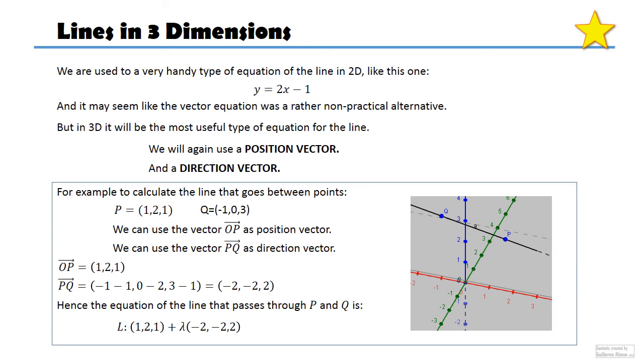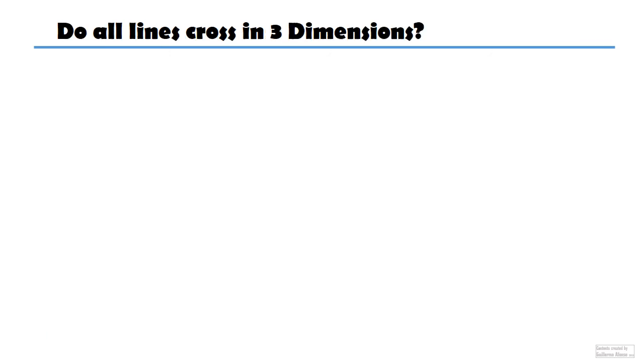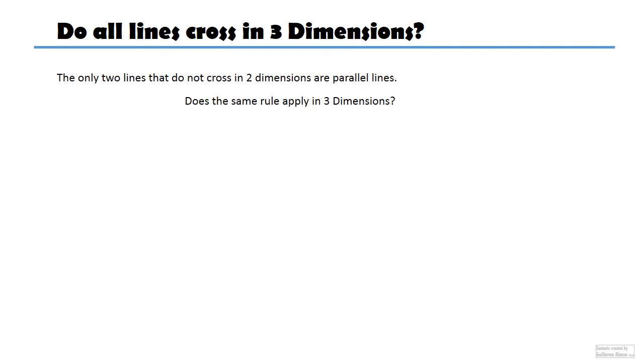So what do we do with it? Well, first of all, we have to think about what the implications of the lines in 3 dimensions are. And most importantly, do they always cross? You see, lines in 2 dimensions will cross in 2 dimensions unless they're parallel. But in 3 dimensions, this is a different story. So what's going to happen in 3 dimensions?